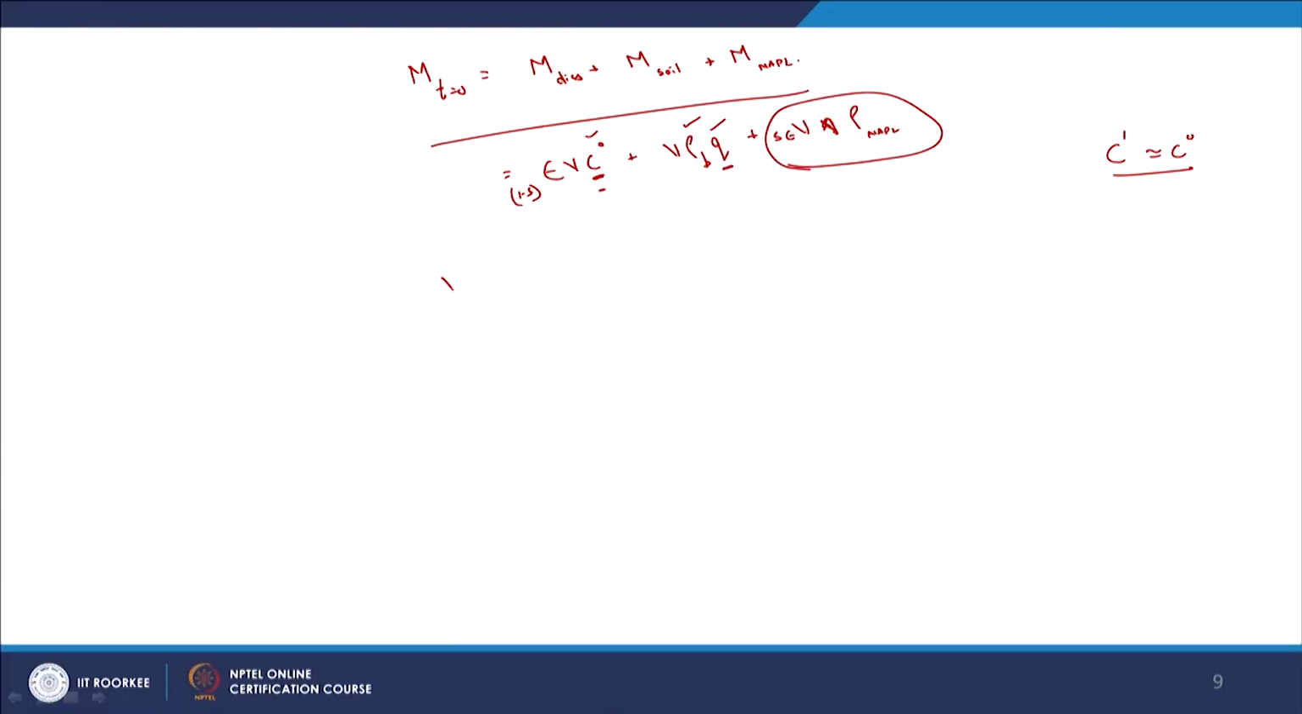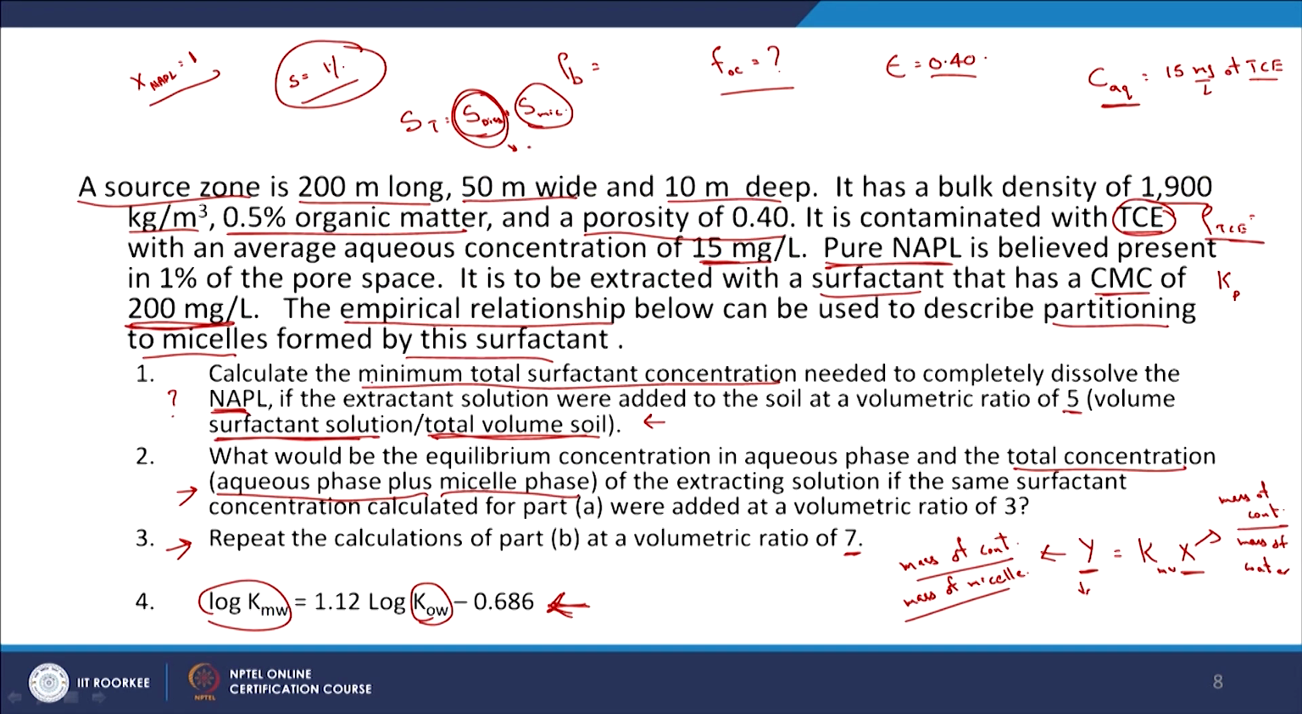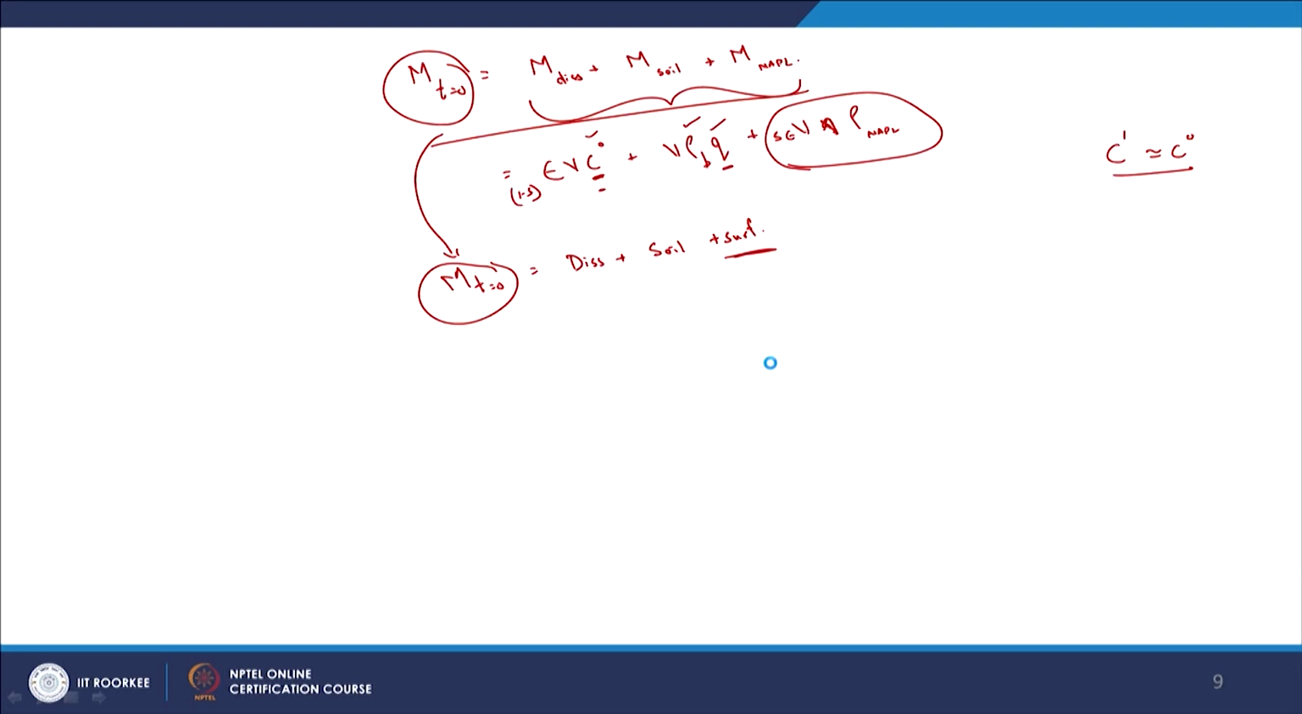After addition of surfactant, how is this going to transform? The total mass will be equal to the one in the dissolved phase, plus the one in the soil, plus the one in the surfactant. So we know that we can calculate this from this particular set of variables, and we are going to substitute it here and calculate the relevant variable. What is the minimum total surfactant concentration? That is something that we are going to calculate. So let us see the relevant approach here.